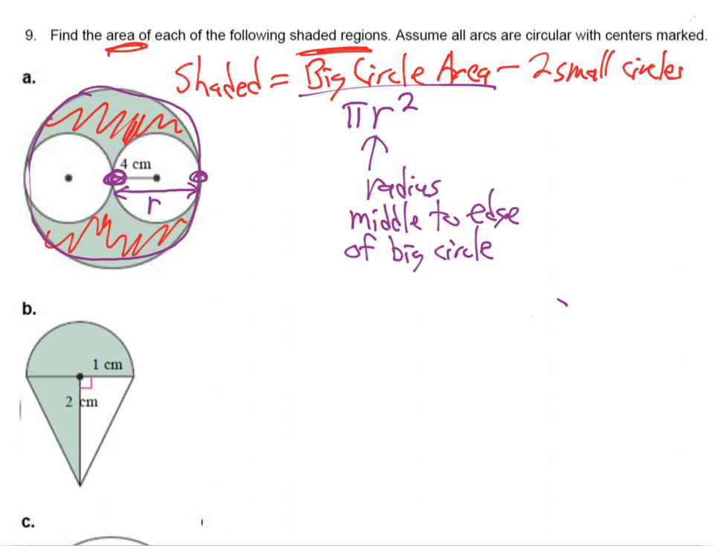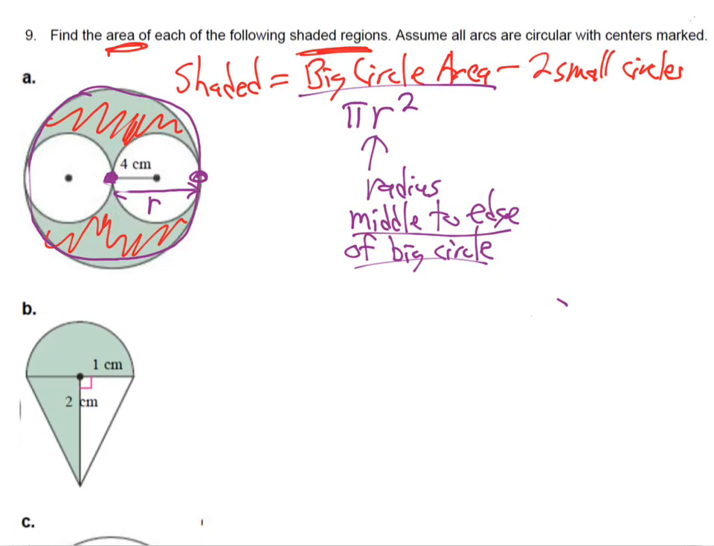So that's the radius for the big circle, the whole big circle, from the middle to the edge of the big circle. So how far is that? Well, that looks like it's 8, doesn't it? Because it's 4 and 4. So that's got to be 8.